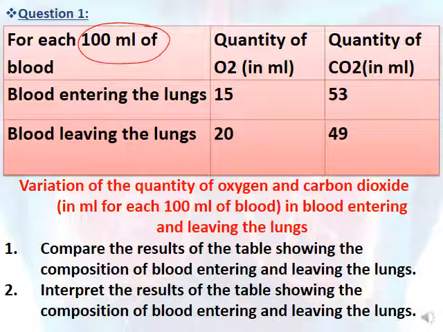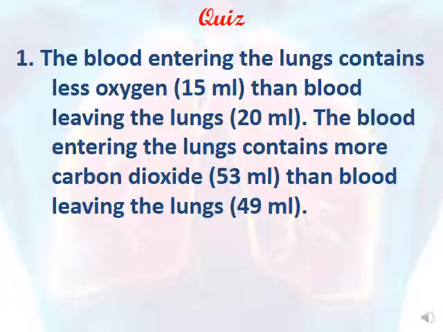So in the blood entering the lungs, the quantity of oxygen was 15 milliliter in every 100 milliliter of blood, which is less than that in the blood leaving the lungs, which is 20 milliliter in 100 milliliter of blood. While the quantity of carbon dioxide in the blood entering the lungs was 53 milliliter for each 100 milliliter of blood, which is greater than that in the blood leaving the lungs, which is 49 milliliter. This is the comparison. The blood entering the lungs contains less oxygen.